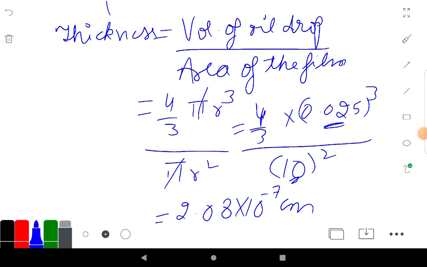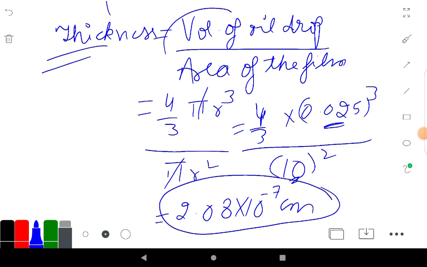Assuming that the film has one molecular thickness, the molecular size will be this. So finally we have found the molecular size, that is the thickness, that is volume upon area. Volume is 4 by 3 pi r cube upon area pi r square. Solving it, converting into centimeter, we get this answer. So now you can note it down, then we'll be moving on to the next question.